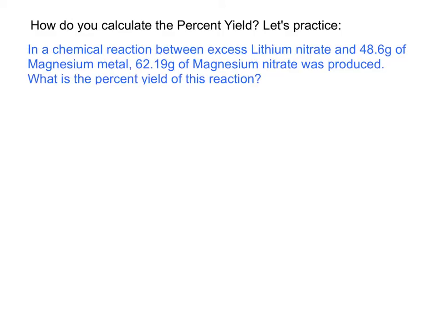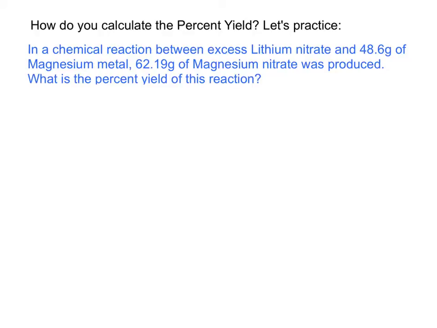Now here's a typical problem that you might see on the mandatory pass exam. It says, in a chemical reaction between excess lithium nitrate and 48.6 grams of magnesium metal, 62.19 grams of magnesium nitrate was produced. What is the percent yield of this reaction?